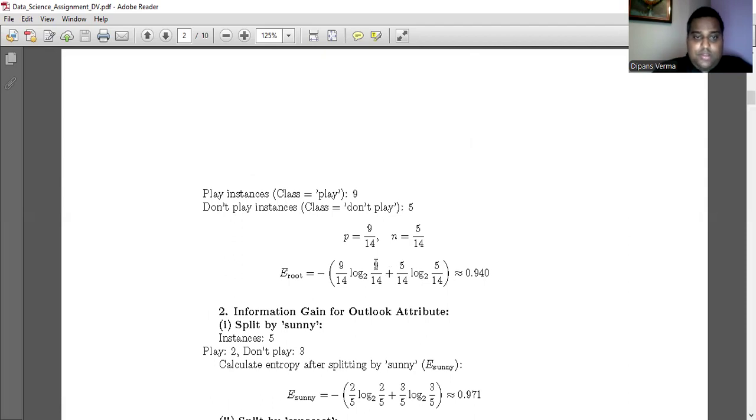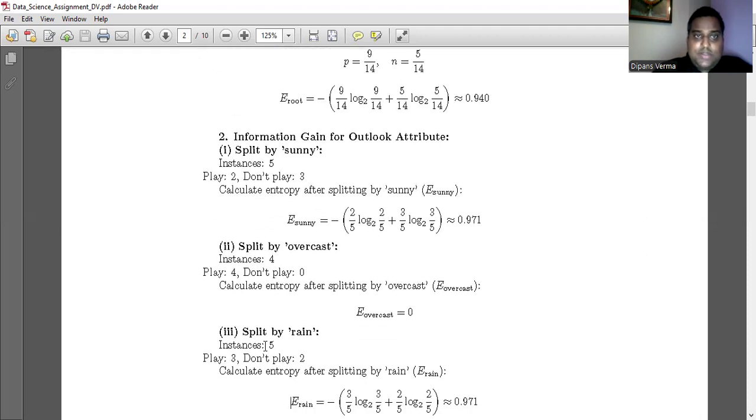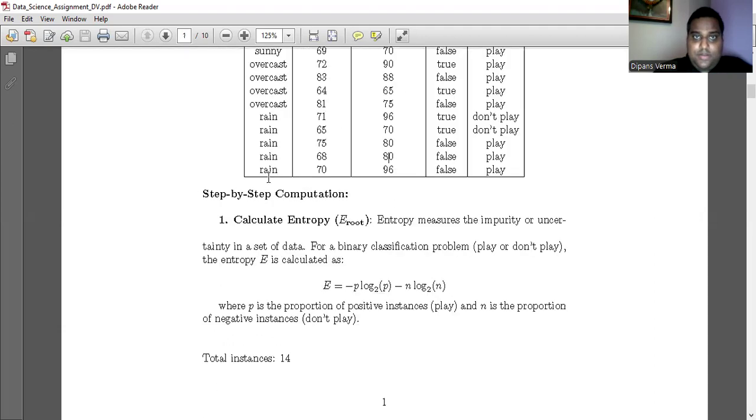So how to calculate the information gain? That is a very interesting question here. We can split according to the outlook, right? According to the weather, basically one is sunny, one is overcast, and one is rain. You can clearly check, as I told you, the instances for sunny is 5. Play we have 2 and don't play is 3. You can see from the table, right?